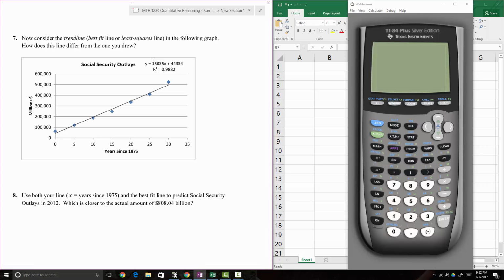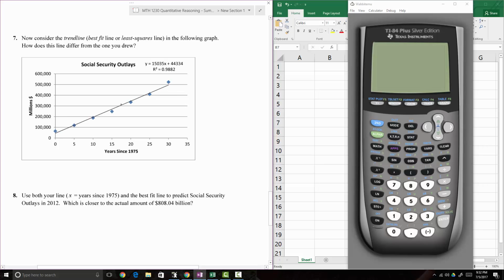So number 7 says, now consider the trend line, best fit, or least squares line in the following graph. How does this line differ from the one you drew? One thing we're going to look at in this section is how to do some linear regression, or best fit line, trend line, or least squares line. Those all have the same meaning. So what we're looking for is what line is the best fit of our data.